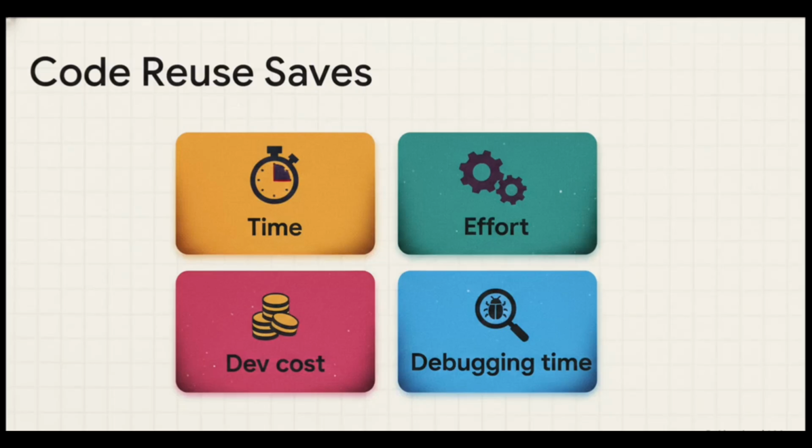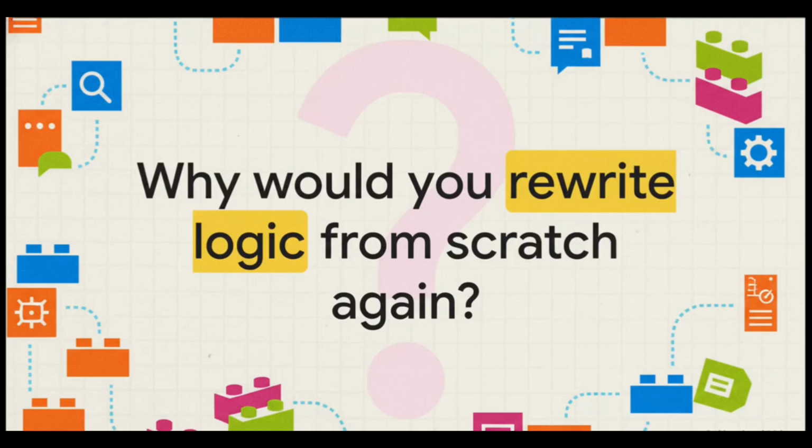By snapping together these reusable pieces, developers unlock some incredible benefits. It saves a massive amount of time, reduces effort, lowers development costs, and completely slashes debugging time. Plus, reusing code that has already been tested means you introduce far fewer bugs, making the entire project way smoother from start to finish.